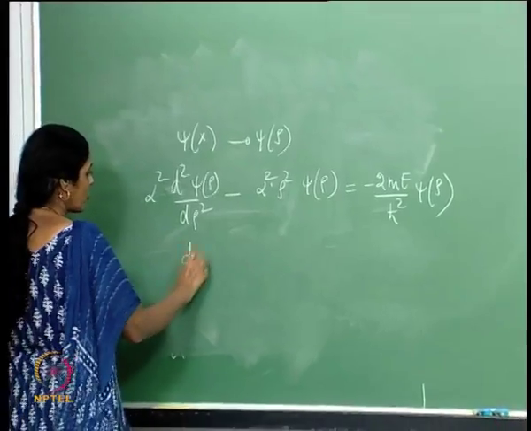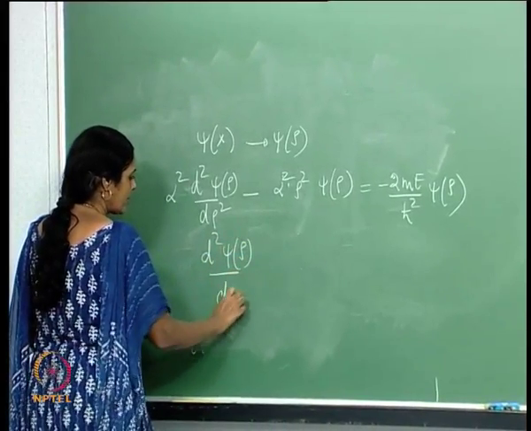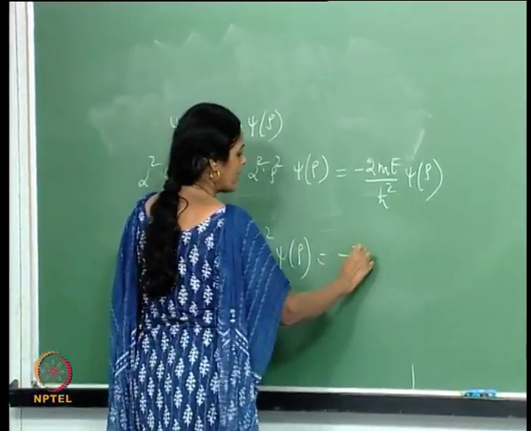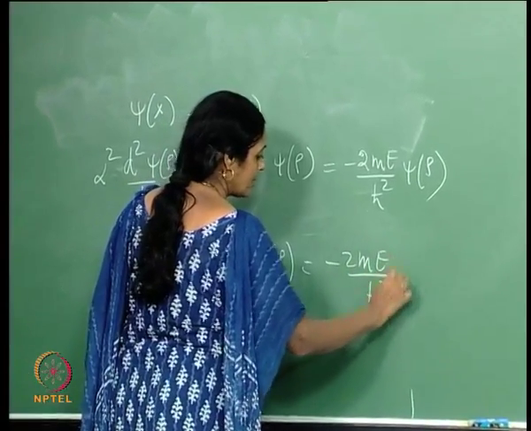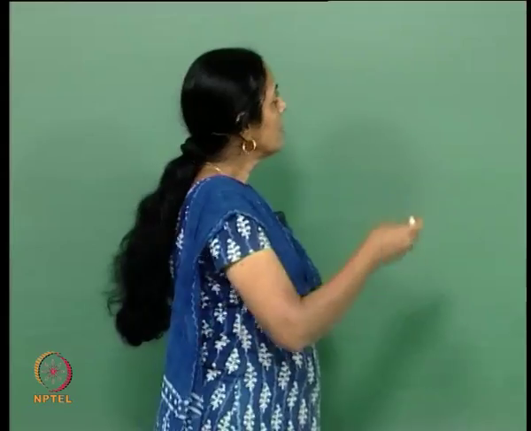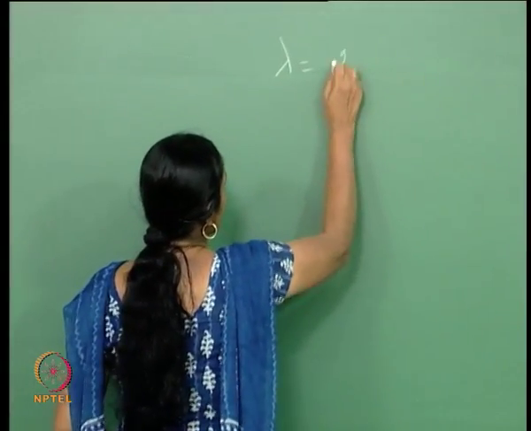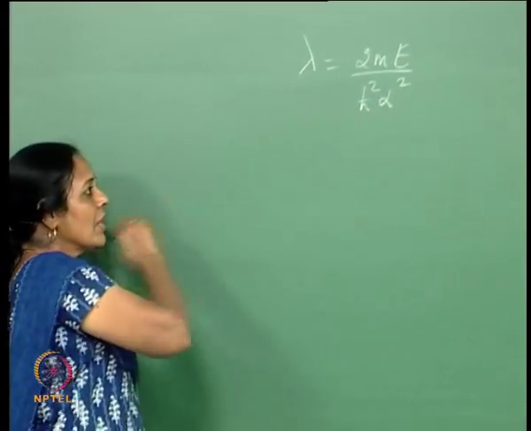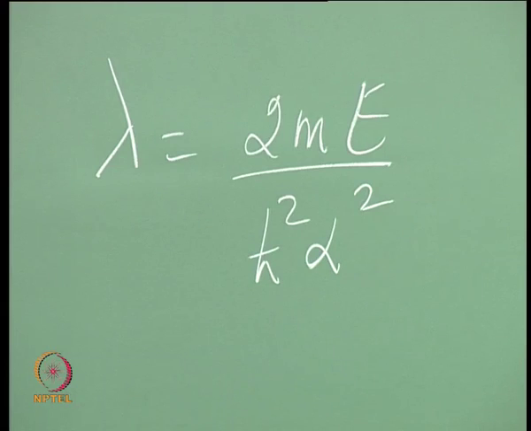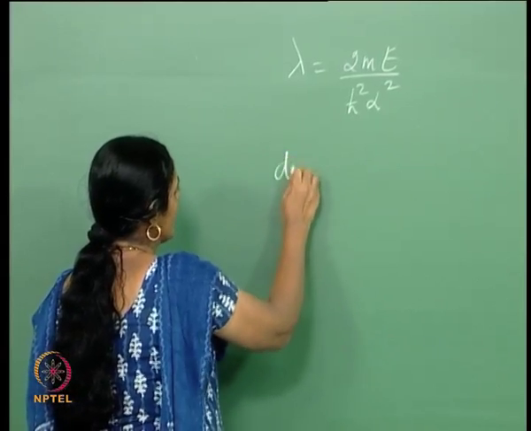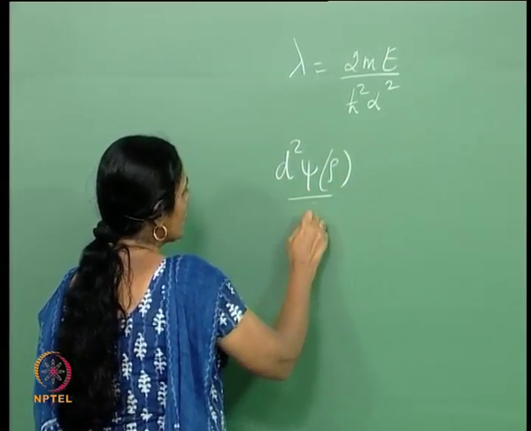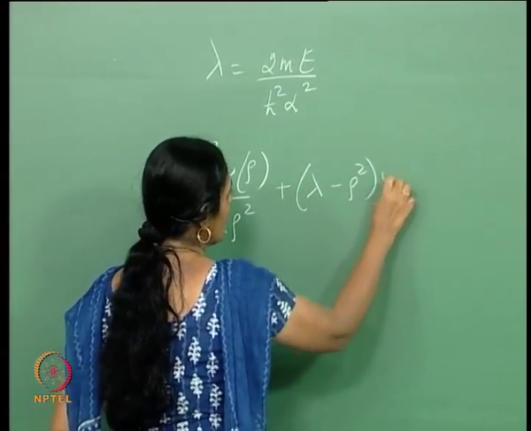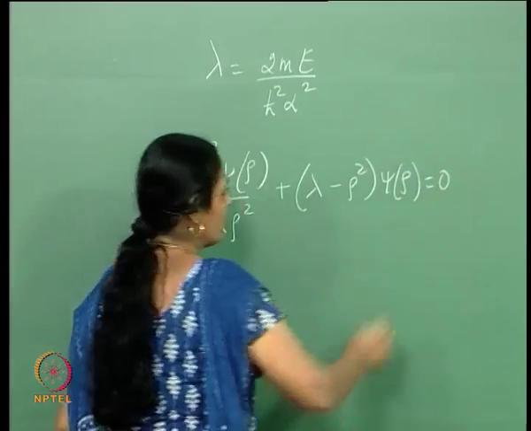So divide throughout by alpha squared and you have d2 psi of rho by d rho squared minus rho squared psi of rho equals minus 2mE by h cross squared alpha squared psi of rho. So I define lambda, which is 2mE by h cross squared alpha squared. Now you can check that lambda is a dimensionless quantity, and then the equation itself becomes d2 psi of rho by d rho squared plus lambda minus rho squared psi of rho equals 0.